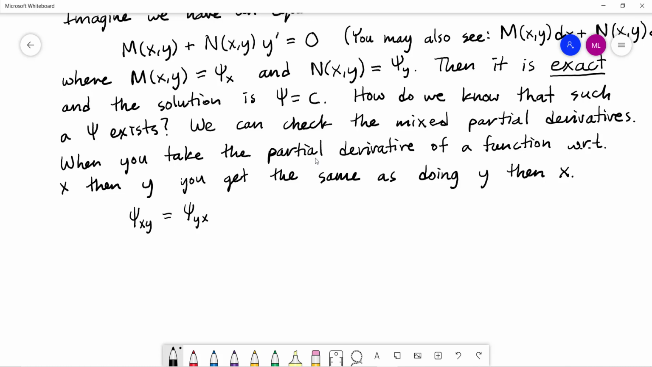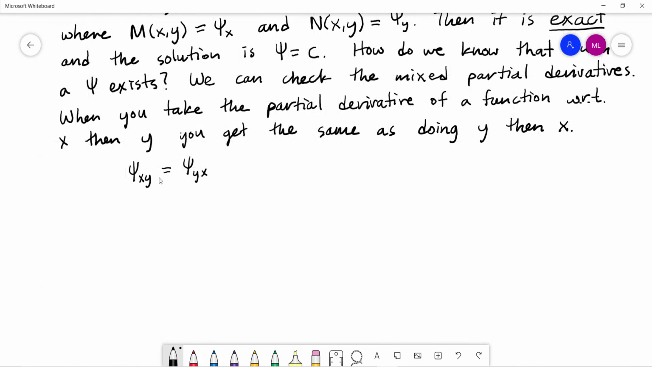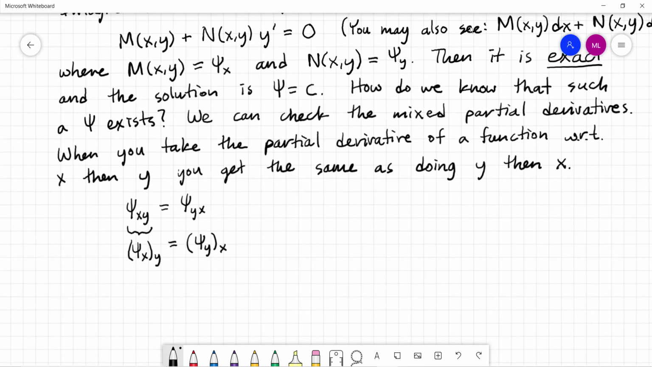So this is the idea. If there's a function psi that exists, this will be true. So if such a psi exists, and again, our goal is to find psi, then the mixed partial derivatives should be the same. What this means, though, is if we remember, this is basically saying psi sub x first, then we'll do the y derivative of that should be the same as taking the derivative psi sub y, and then with respect to x. But what were these two things equal to?